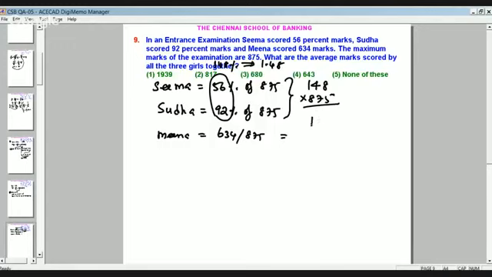How much? 1295. Meena mark is 634. But total 1929. Average. Average means sum of quantity by number of quantity, 3. So answer is 643.